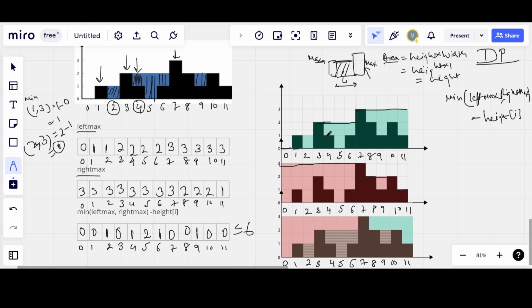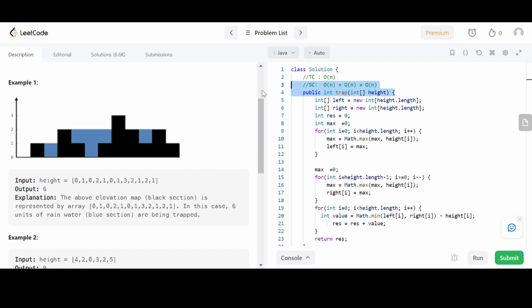So this graph represents the intersection of the first two graphs. This shaded region is the intersection, represented by minimum of left max, right max minus height i, right? So suppose at index 5 the left max is 2, right max is 3, but we will take the left max, that is 2, right? So let's see the code part for it.